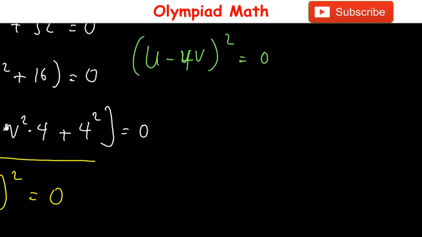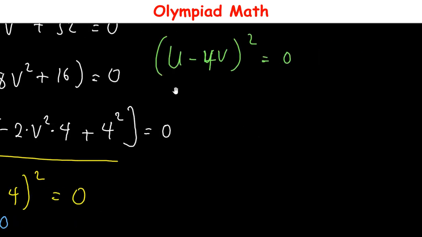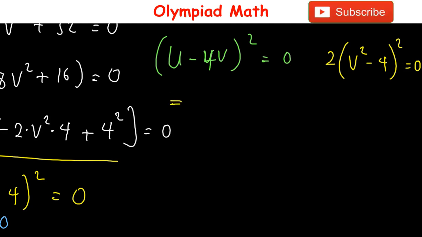Or we have the other one, 2(v² - 4)² = 0. So from this, if we take the square root of the first equation, this implies that u - 4v = 0, so u is equal to 4v.